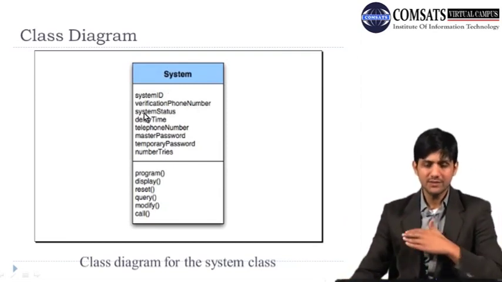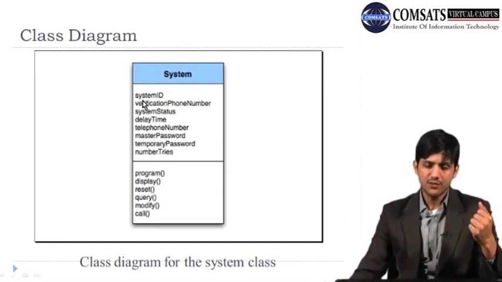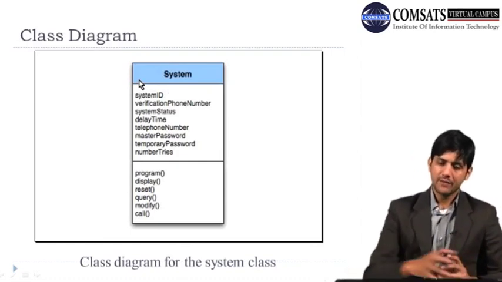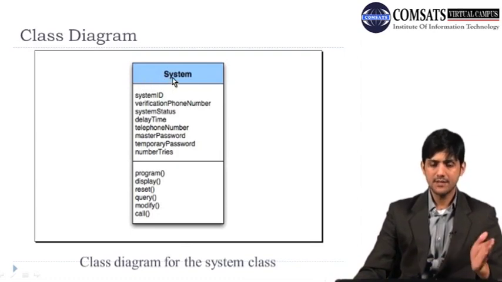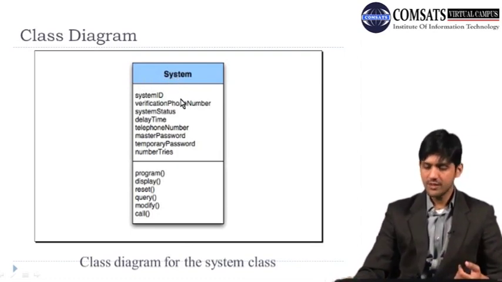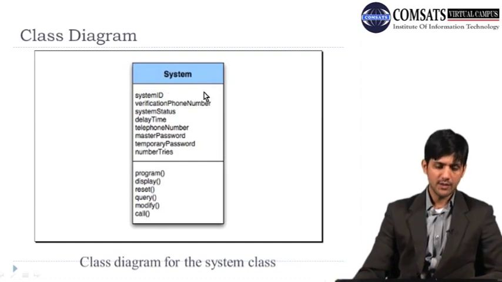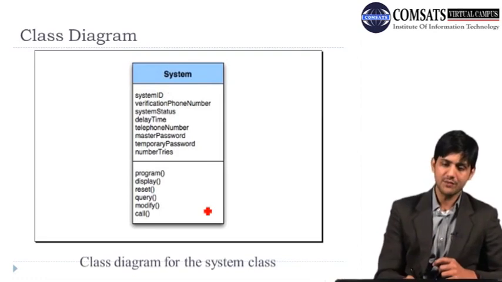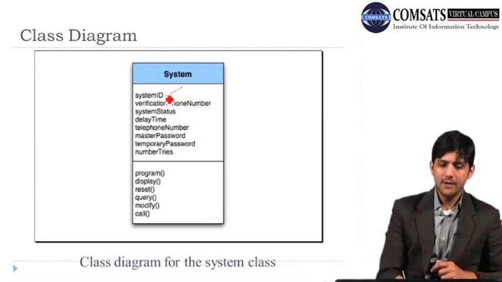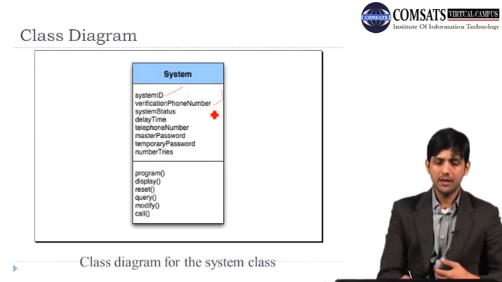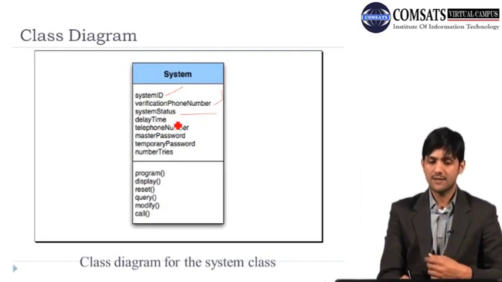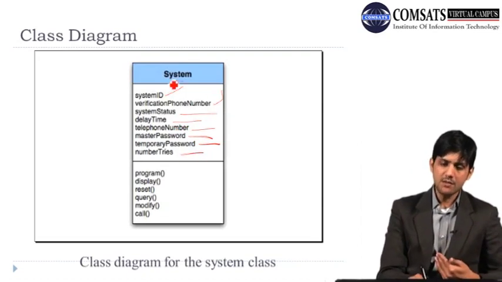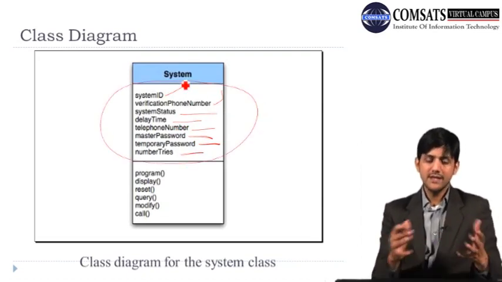So let's look at this sample class diagram or information domain class, which we have identified as a result of this whole class-based modeling. This class is the system class, and for the system class, what attributes have we identified? We've said each system would have an ID. It would have some verification phone number. It would record the system status. It would have delay time, telephone number, master password, temporary password, number of tries. So the system is storing all this information.